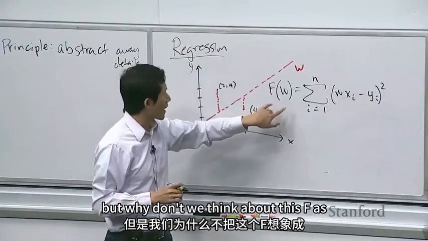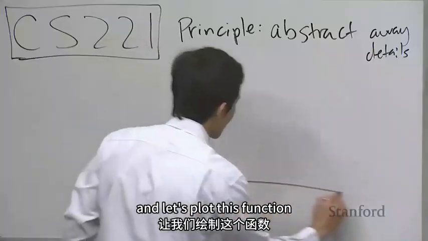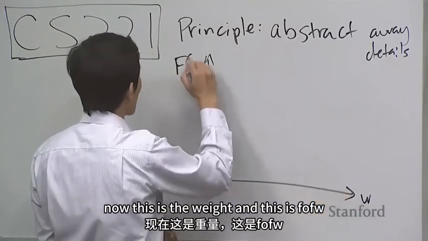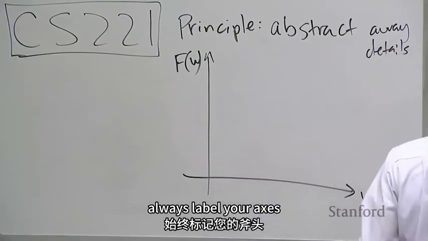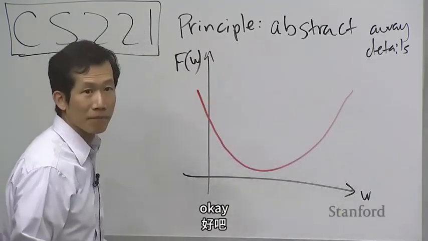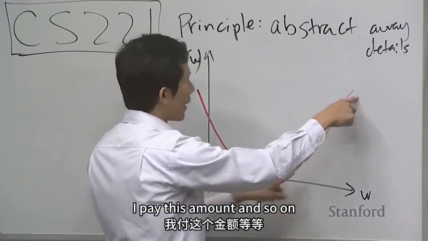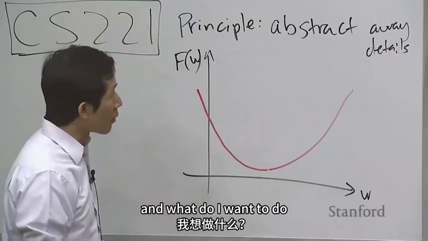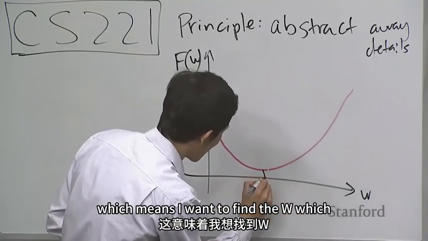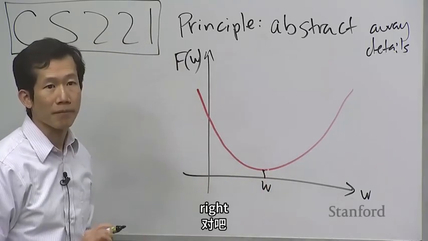But why don't we think about this f as some function? I don't really care what it is. And let's plot this function. Now this is a different plot. This is the weight, and this is f of w. Always label your axes. And let's say this function looks like this. Which means that for this slope, I pay this amount. For this slope, I pay this amount, and so on. And what do I want to do? I want to minimize f of w, which means I want to find the w which has the least value of f of w.